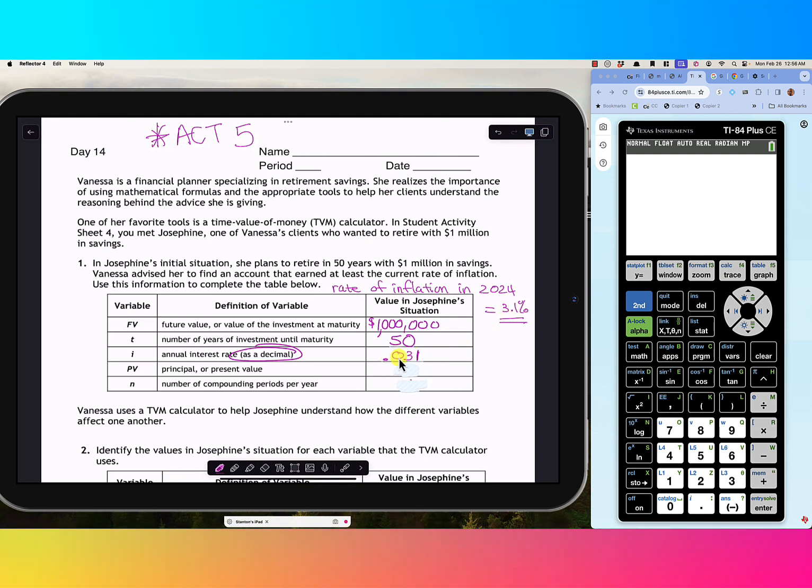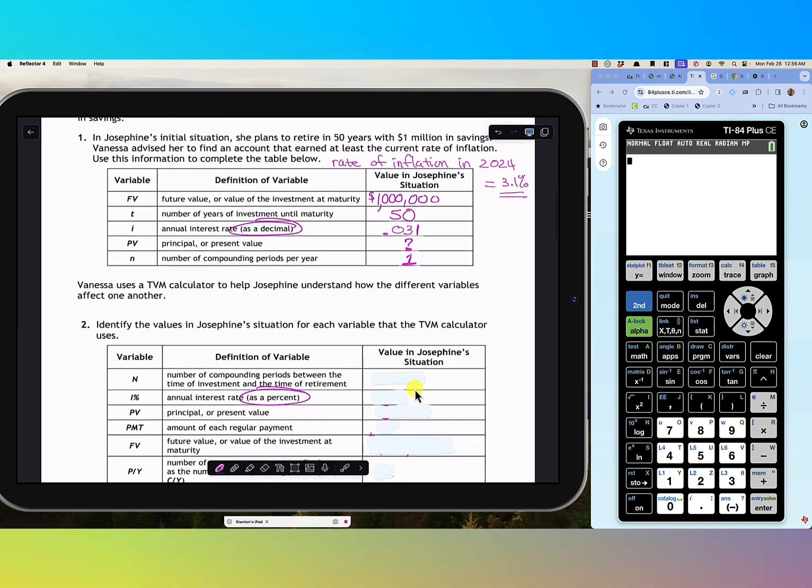you get 0.031. And the next line is PV, which is our present value or principal, and that is unknown. So I put a question mark there. And then N is the number of compounding periods per year. In this case, it's once per year, so N would be 1.